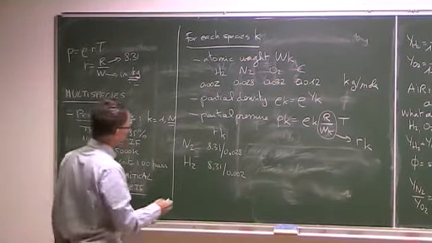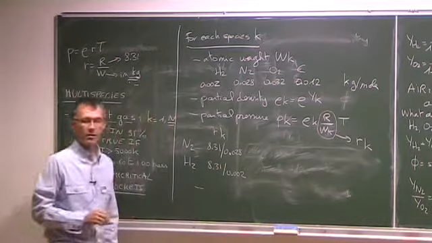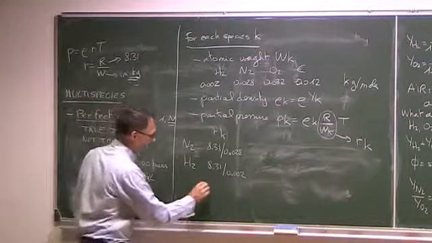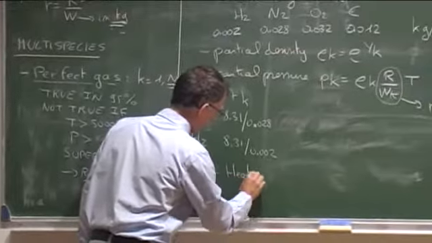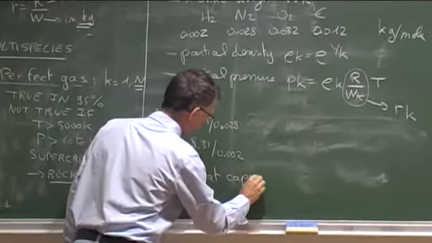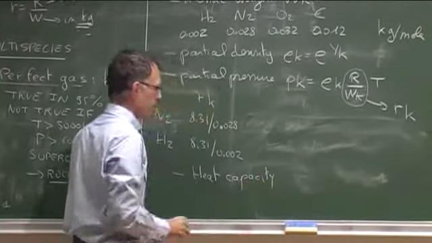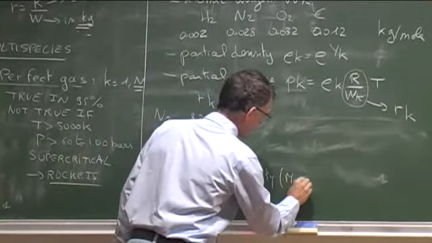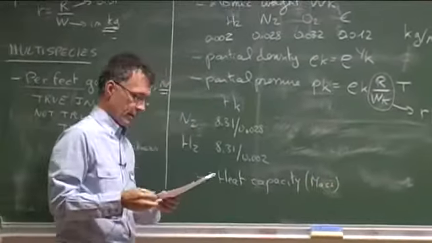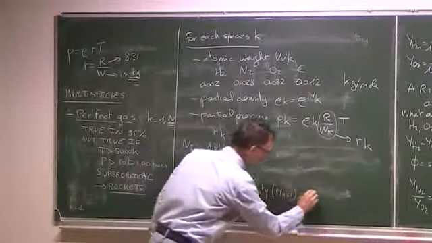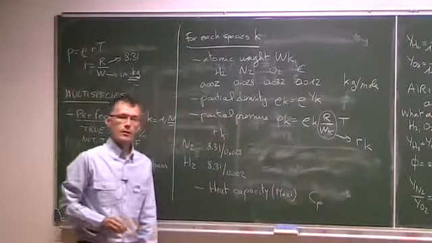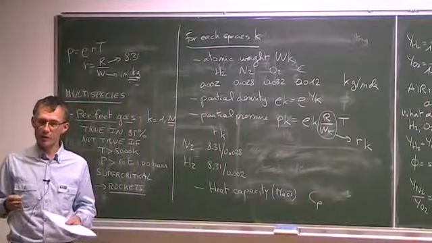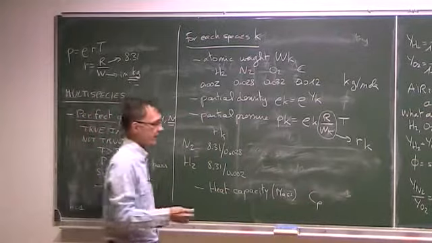Okay, let's start talking about things which are not so pleasant now. The heat capacity. Let's begin by the mass heat capacity. So we'll call that one Cp. But since it will be different for all the species, we have to call it Cp,k.